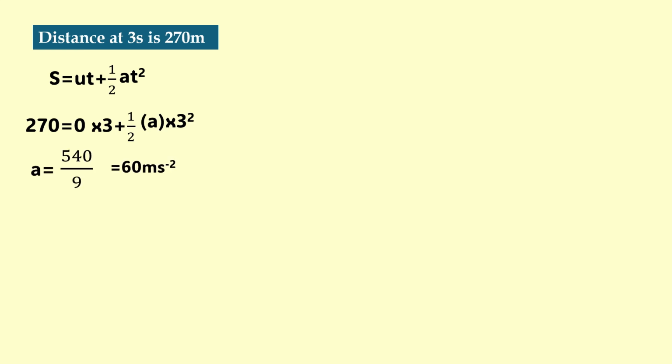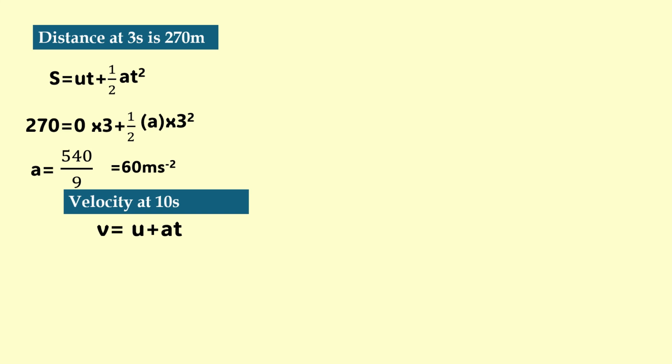So distance at 3 seconds is 270 meters. Okay, so putting these values over here, we get the acceleration as 16 meter per second squared. Now the final velocity at 10 seconds will be v equal to u plus at. Initial velocity is 0 over here, acceleration is 60 and time taken is 10 seconds. So the final velocity we are getting is 600 meter per second.